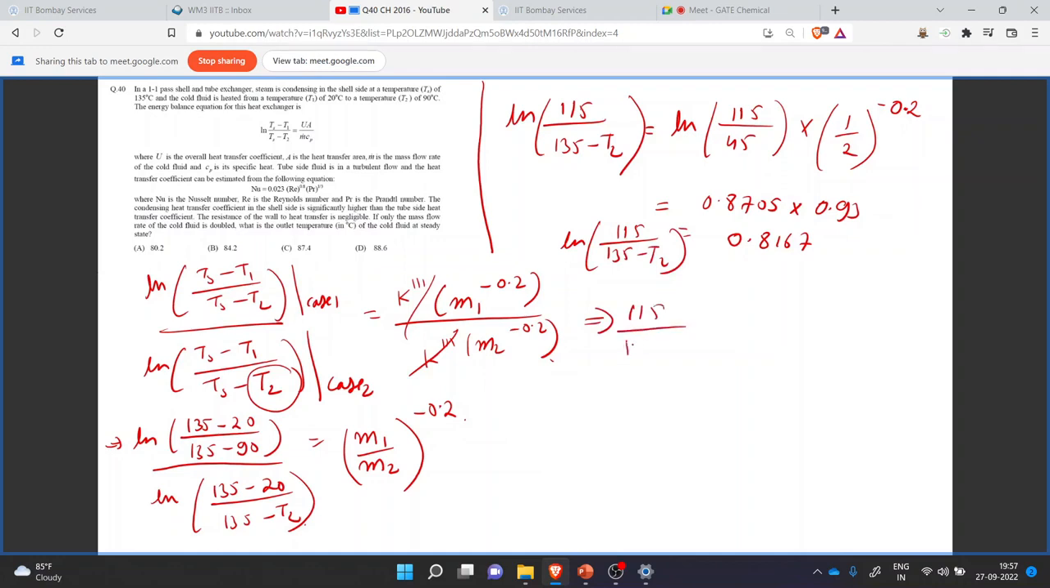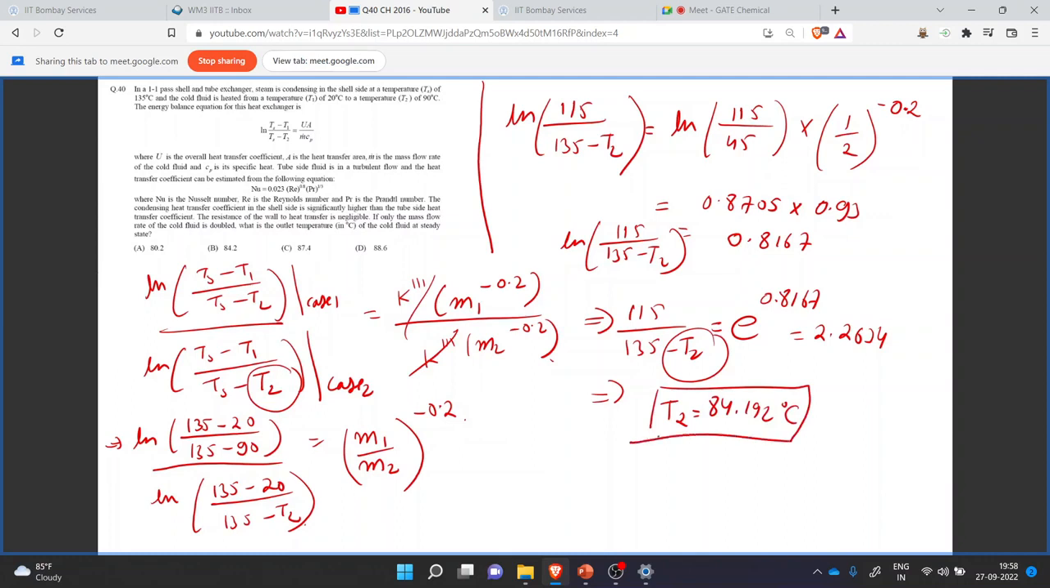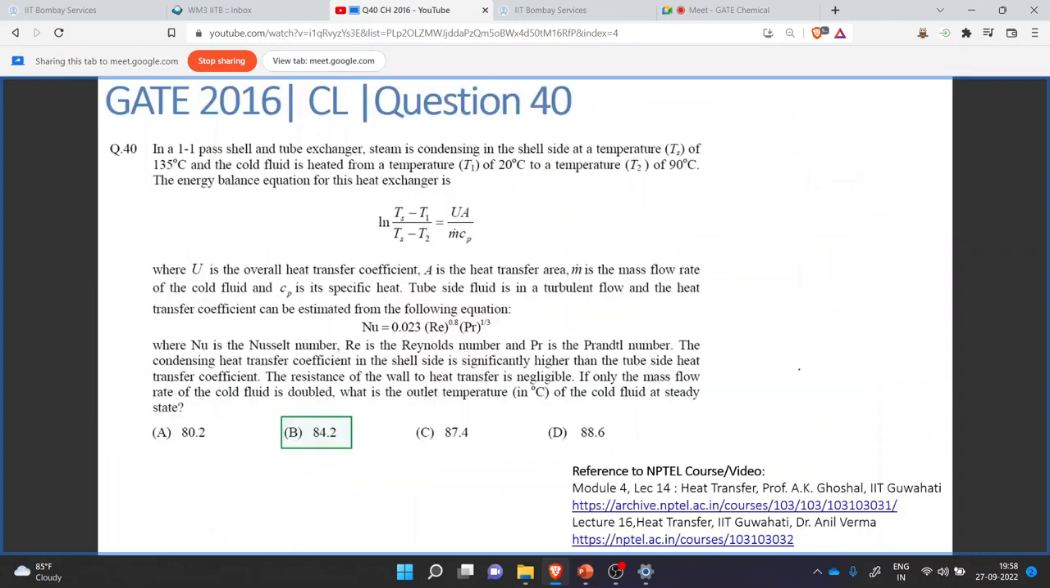Ultimately, we can solve this and find T2 as 84.192 degrees Celsius. That is, for the second case in which the mass flow rate is doubled, the outlet temperature of the tube will be 84.192 degrees Celsius. So from the given options, we can select option B as the correct answer.